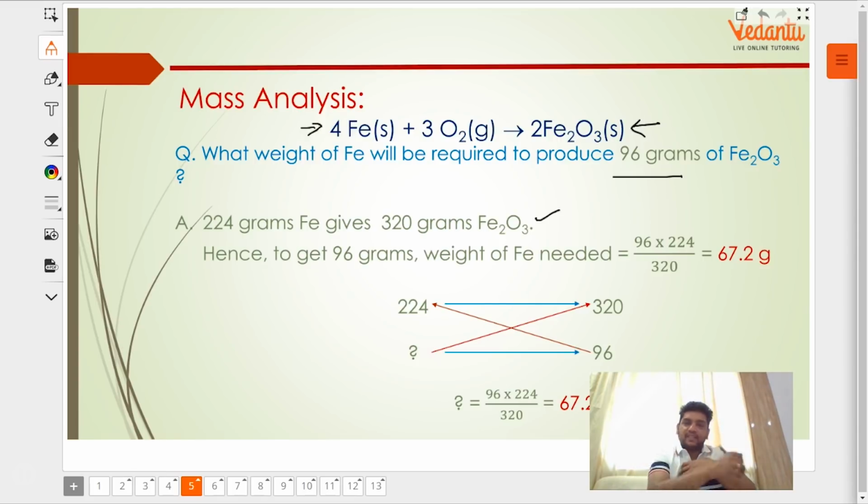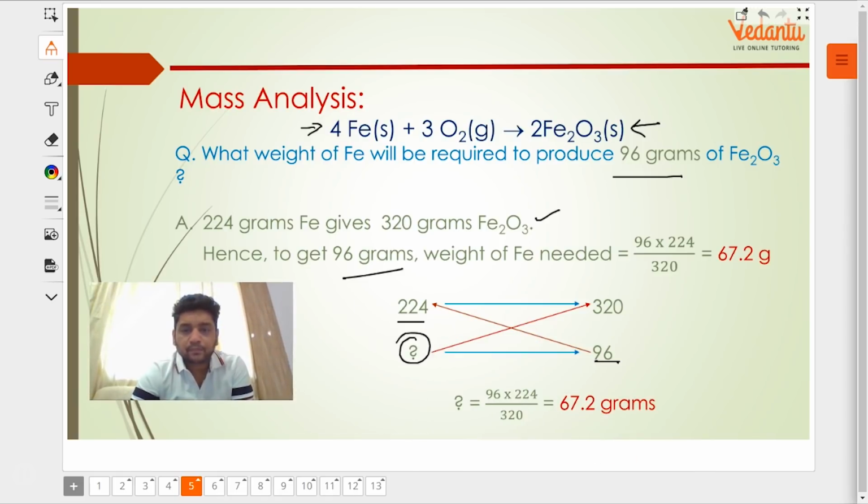This we have already seen, right? 224 grams of Fe gives 320 grams of Fe2O3. So if you want to get 96 grams, then the weight of Fe needed will be how much is the question. Okay. So unitary method is this: 224 gives 320. What weight will give me 96? That is the question. Cross multiply, you will get question mark is equal to 96 into 224 divided by 320. Question mark into 320 should be equal to 224 into 96.